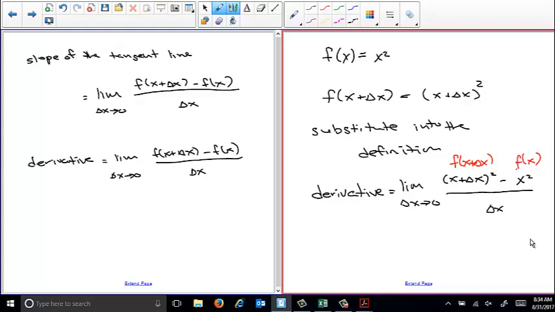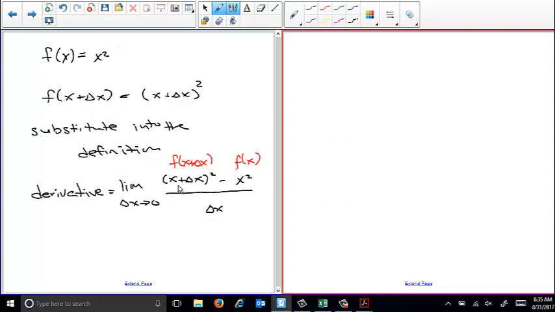And again, if I set delta x equal to 0, this will go to 0. I get x squared minus x squared, which is 0, divided by delta x, which is 0. It's indeterminate. So in these problems, you multiply out f of x plus delta x, especially with polynomials.